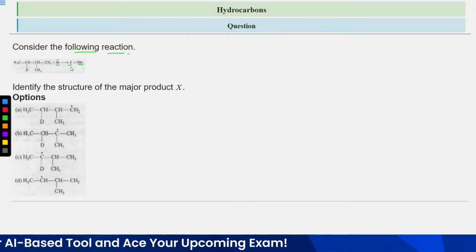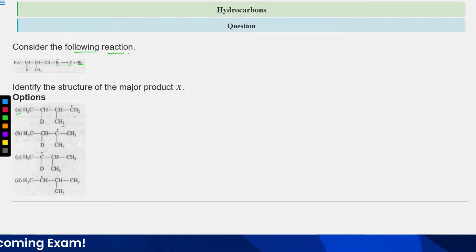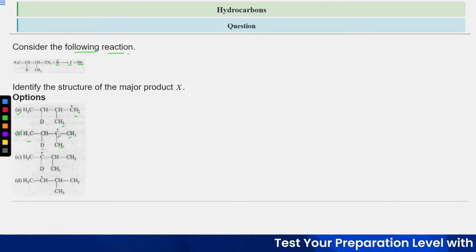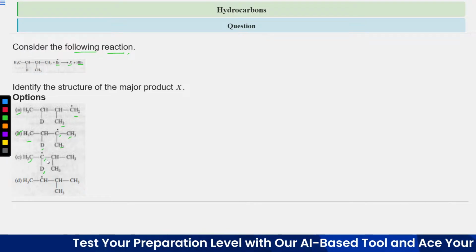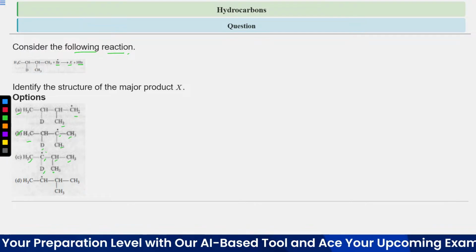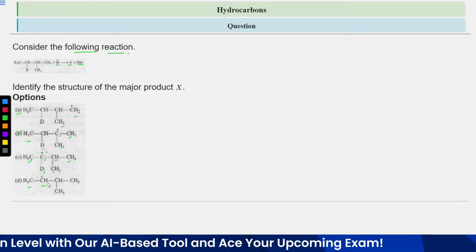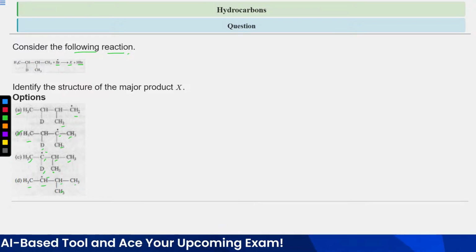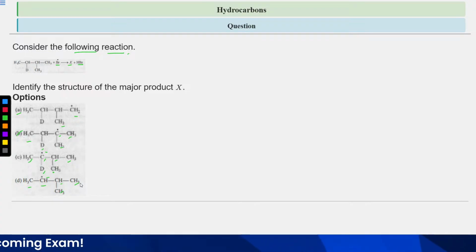Options are CH3, CHD, CH3, CH2 free radical; CH3, CHD, CH3, CH3 free radical; CH3, CD, CH3, CH3 free radical; and CH3, CH free radical, CH3, CH3. So these are the four structures which can be the major product X. Right? You have to select the correct one.